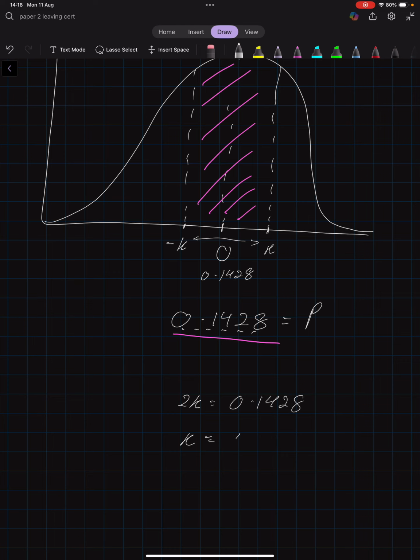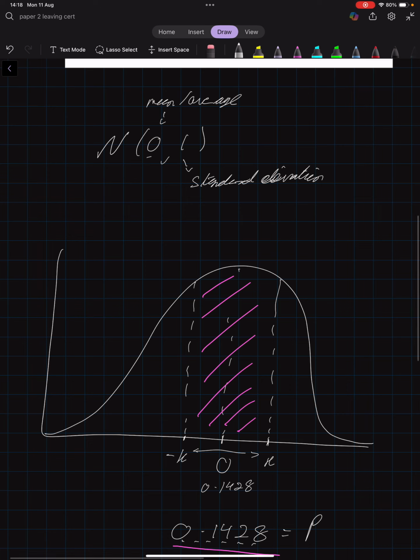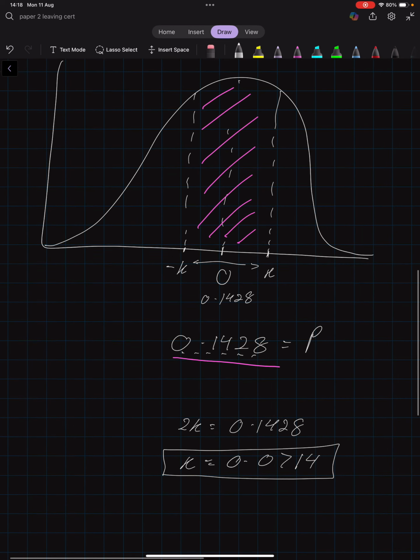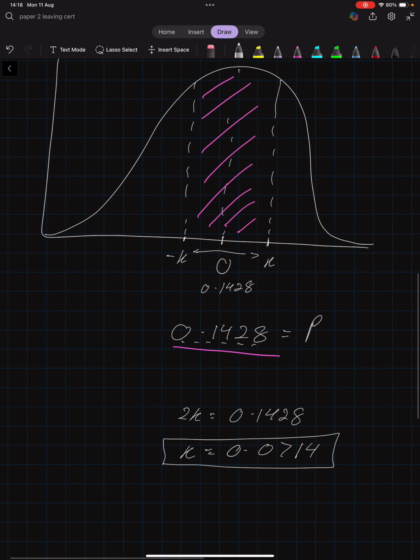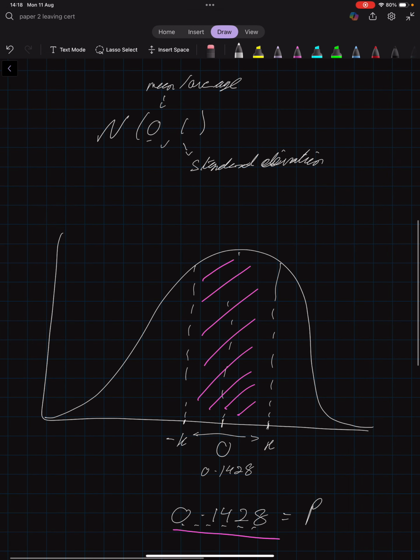So k is equal to 0.0714. So that's how far left and right you go. Okay? So that's kind of what you're doing in this. Now, that was just one example of how you would do that, if they asked you what's minus k to k.